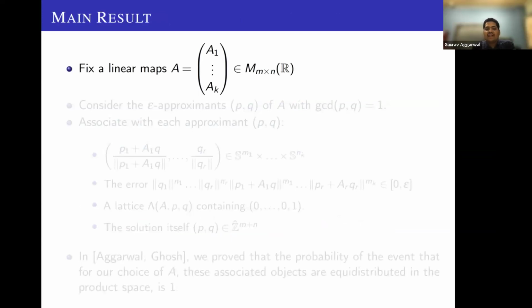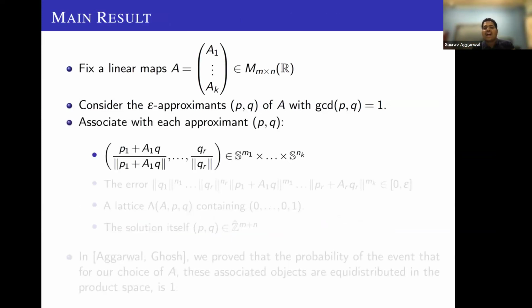Now, our main result says the following. Fix the linear map A and decompose it according to the decomposition of m as m1 to mk into rows A1 to Ak. You look at the epsilon approximants (p, q) such that their GCD is 1, because we don't want overcounting in some sense. With each approximant, you associate the following terms. First is the projection of each individual term onto the sphere: P1 plus A1Q, which is the error term projected onto the sphere, the second term P2 plus A2Q, and so on, and also the approximation vector Q projected onto the unit sphere.